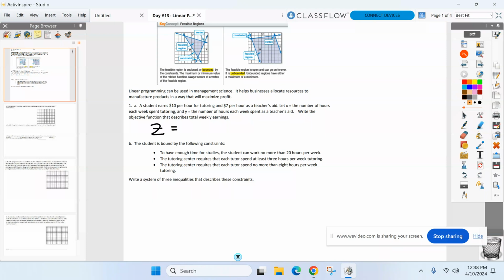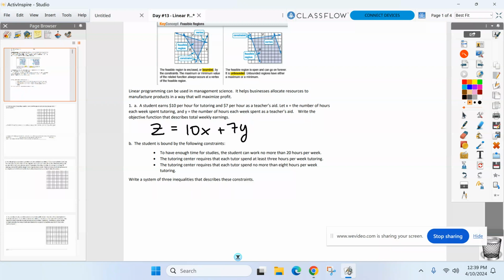So if I make $10 an hour tutoring, how am I going to represent that? 10 times X, the number of hours you spend tutoring. So 10X plus $7 an hour being a teacher's aide, so we're going to put that with 7Y. And the goal, and this is our goal of every problem, is what's the max amount of money I can make here?